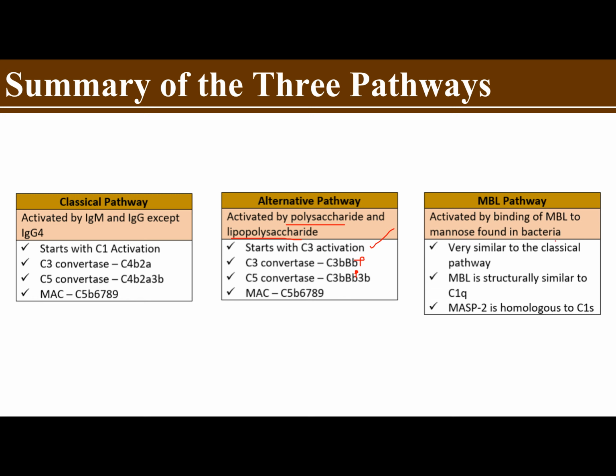For the MBL pathway, it starts with the activation by mannose. Very similar to the classical pathway, MBL is structurally similar to your C1q, and MASP2 is homologous to C1s. So do try to memorize this summary.